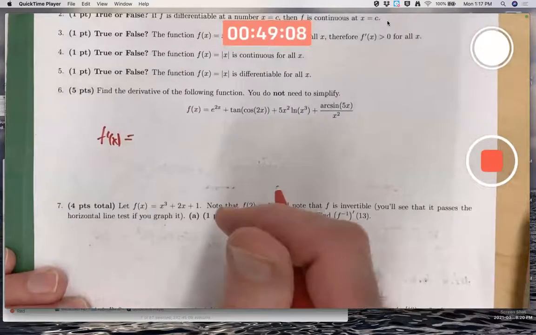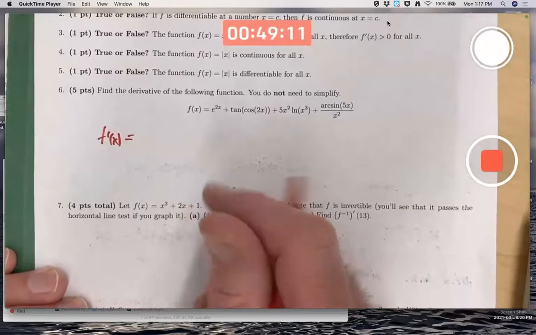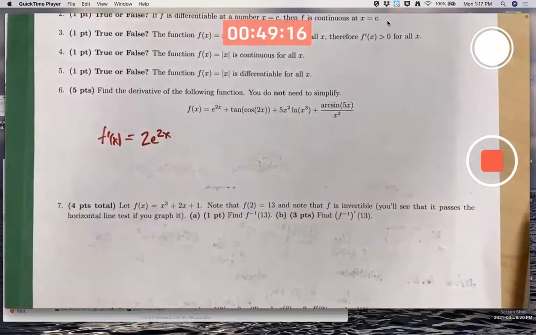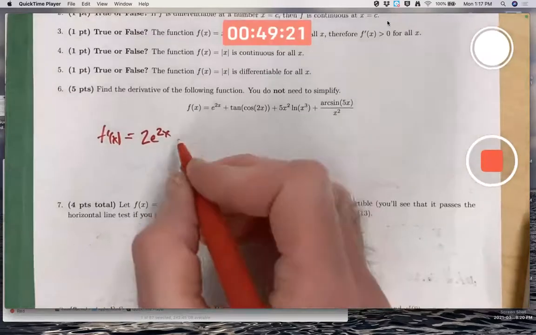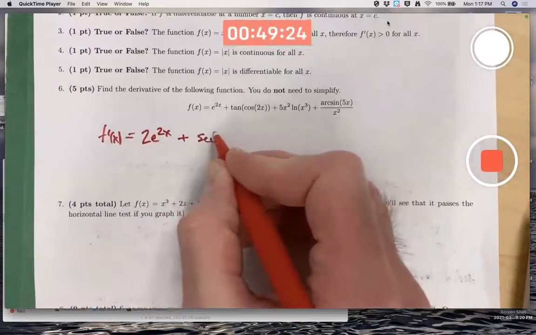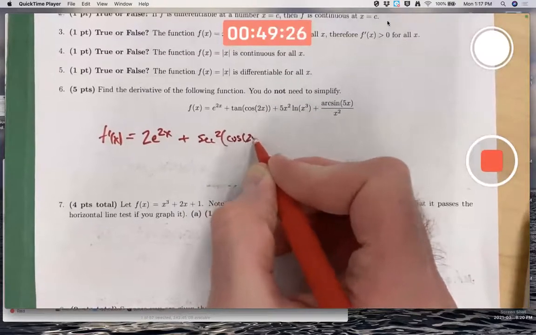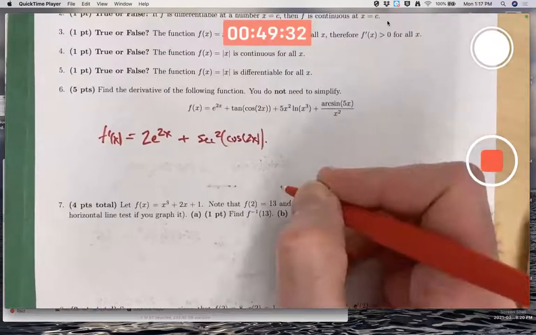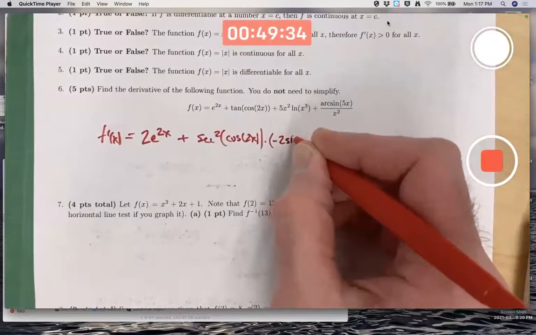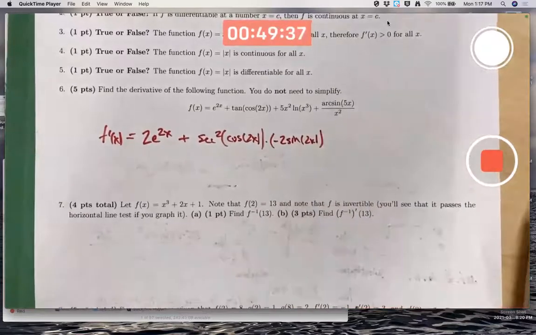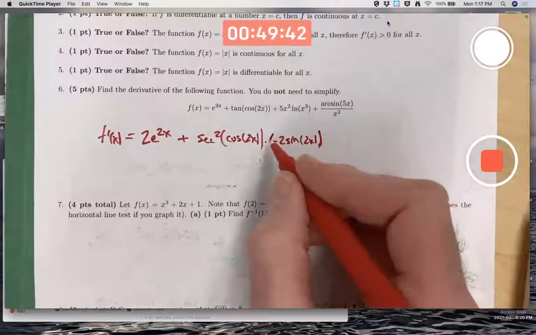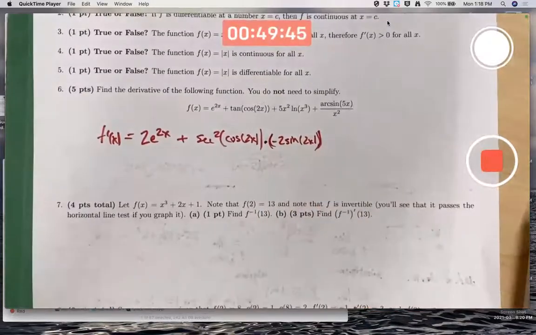It's a sum, just differentiate each piece and add the answers together. That's a composition. There's its derivative, because the derivative of 2x is 2. Derivative of tangent is secant squared. But my inside function is cosine 2x, so I need to differentiate cosine 2x as well. Multiply. I actually need the chain rule a couple times here, but there's what you would get. These parentheses are essential. The dot is somewhat optional, but parentheses are essential.